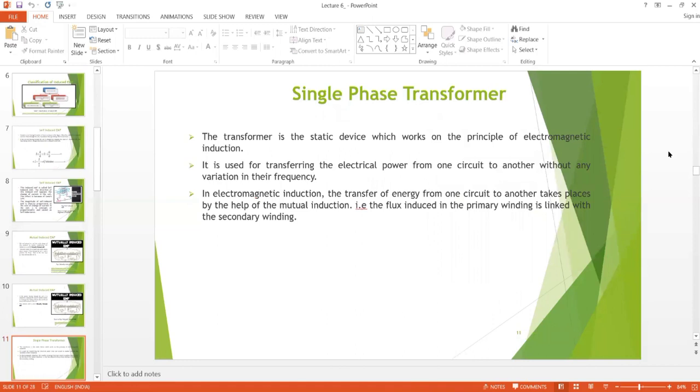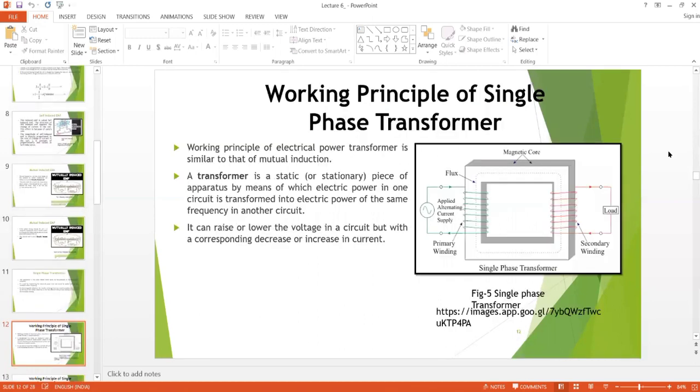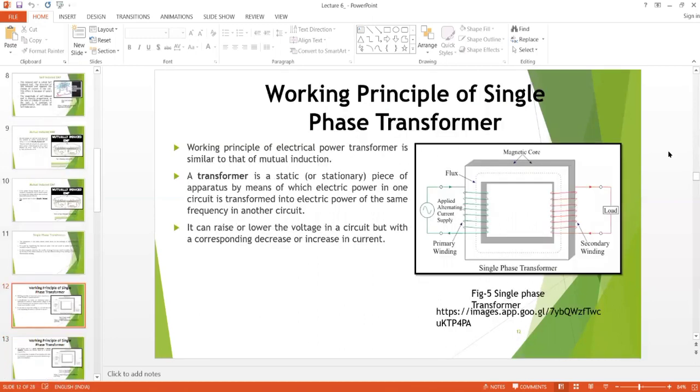We come to the single phase transformer. A transformer is a static device which works on electromagnetic induction only and is used for transferring electrical power from one circuit to another circuit without any variation in the frequency. That is very important. It is only the transfer of energy from one circuit to another circuit. That's why the name is transformer. It transfers power from the primary winding to the secondary winding. This is the working of the single phase transformer.